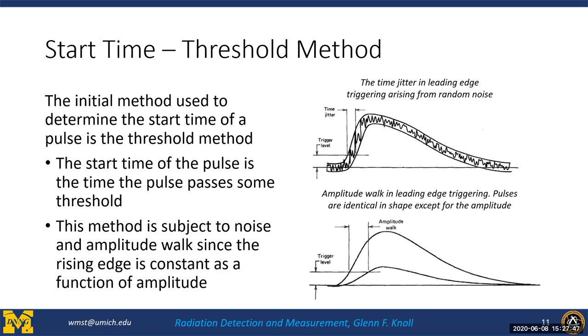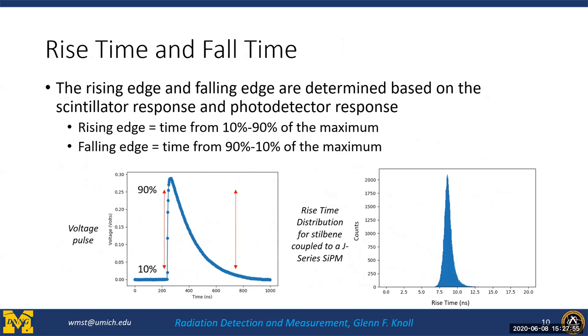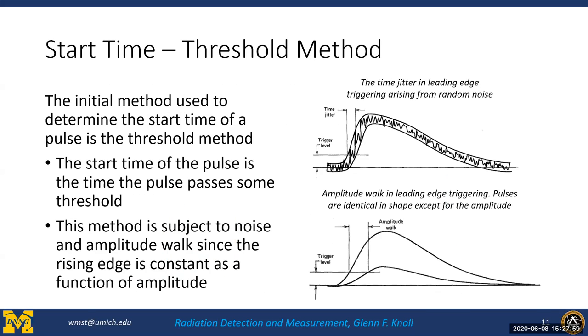You can see that this is very subject to noise of the pulse, but also amplitude of the pulse. So we know from our previous voltage equations that the rise time should be independent of the amplitude of the pulse; it should be constant as a function of amplitude. So in this method, if we have a trigger level that is constant, that is just looking for some amplitude, but we have sufficient differences in the amplitude of the pulses that we're acquiring, we'll have significant variance in our start time of those pulses, which needs to be taken into account. You can see here where we have one start time that is much earlier than the other simply because of the amplitude difference of these two pulses.